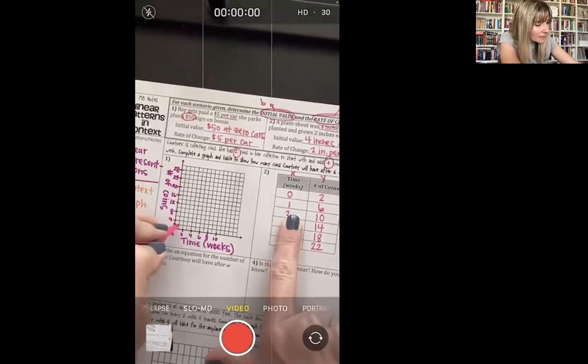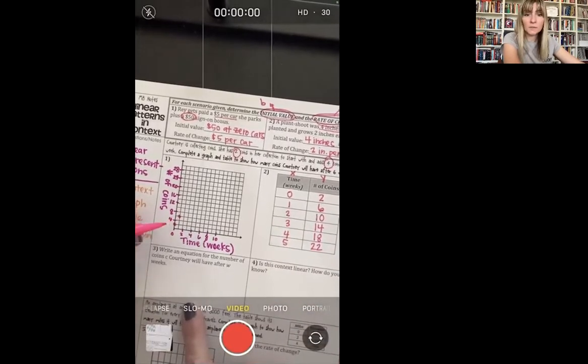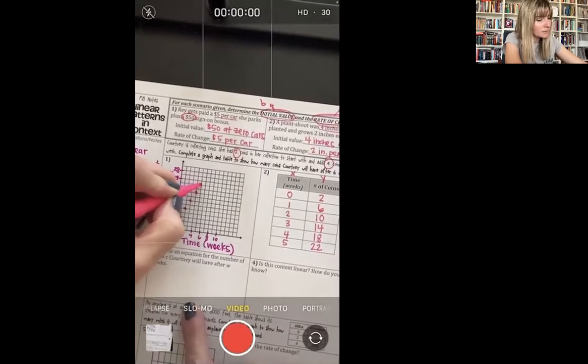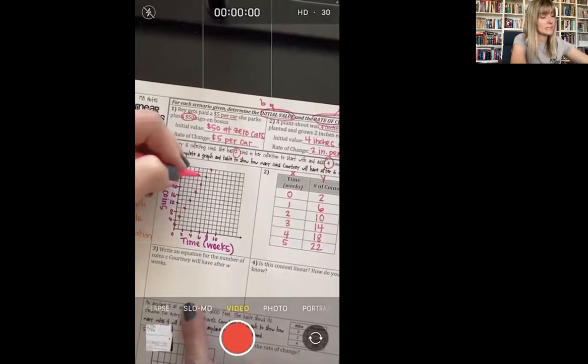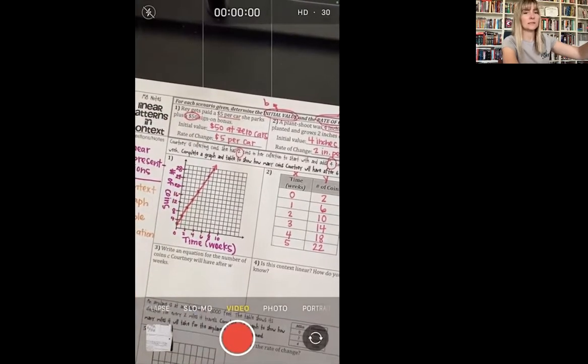Okay, so 0, 2, there we are. 1, 6, 2, 4, 6. And I could keep using these ordered pairs, but I also know that this is just going up 4 over 1, up 4 over 1, up 4 over 1, up 4 over 1. And I can just follow that slope pattern because that's what linear stuff does, right? It's a linear relationship. It's going to make a straight line. It's going to follow that slope pattern.